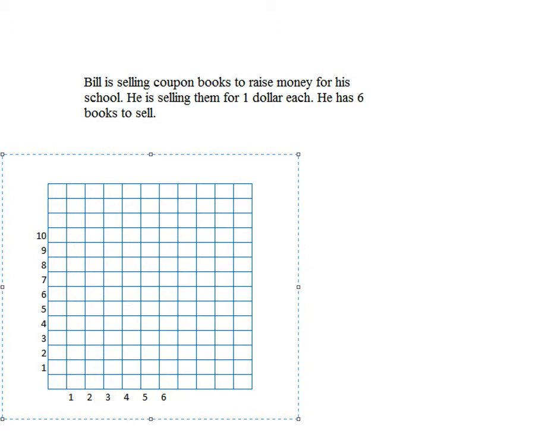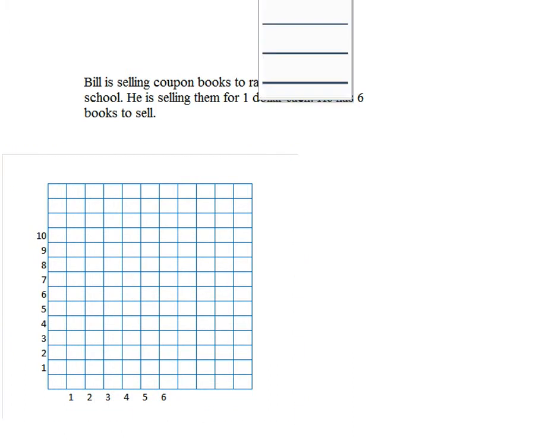And he only has 6 books to sell, so these are the amount of books he has, which is the x-axis, and this is the amount he earns, which is the y-axis. For one book he earns $1, so there would be a point right here. And for the second book he earns $2, so there's another point right here. And then for 3 books he gets $3, and it just steadily increases like that. Here's another dot for 4 books, 5 books, and 6 books.